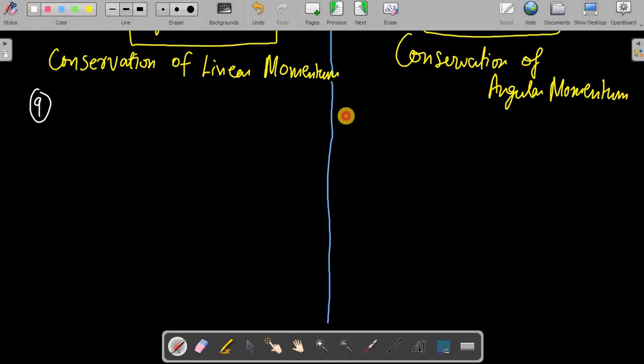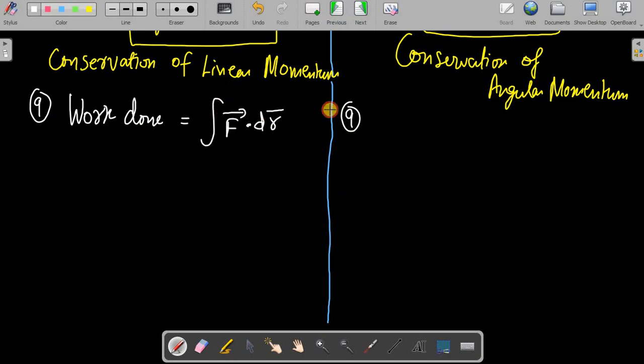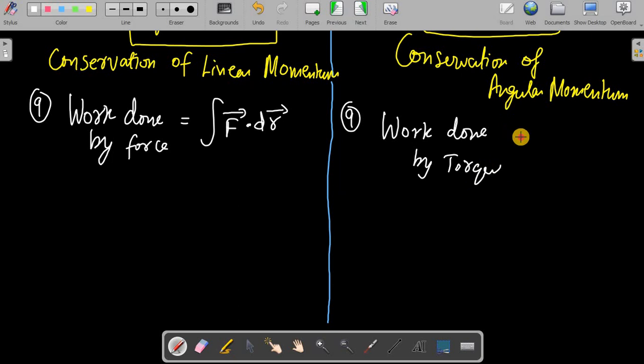9th, how do you calculate work done? Work done is calculated as integration of force into displacement in general. Here also work done. This is work done by force. The work done by torque is integration of torque vector dot small angular displacement. Okay. Of course, if force is constant, you will take it out, and then integration of dr will become delta r, right? So that you can do anyway, right?